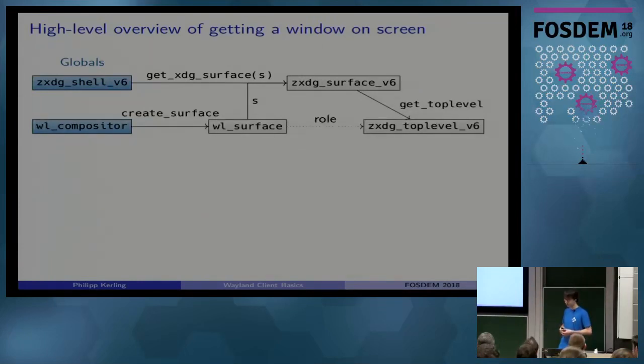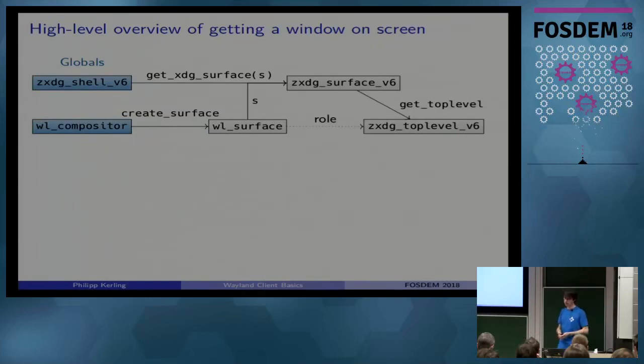So how do you use that? You get the global, the XDG shell global. You use that to get an XDG surface object for the surface that you have created, and then finally call get top level on the XDG surface. And this top level object is then the role of your surface. And top level in this case means just a top level window that the compositor will then put on screen. Yeah, not quite, because the compositor will not put it on screen unless you put some content into the window.